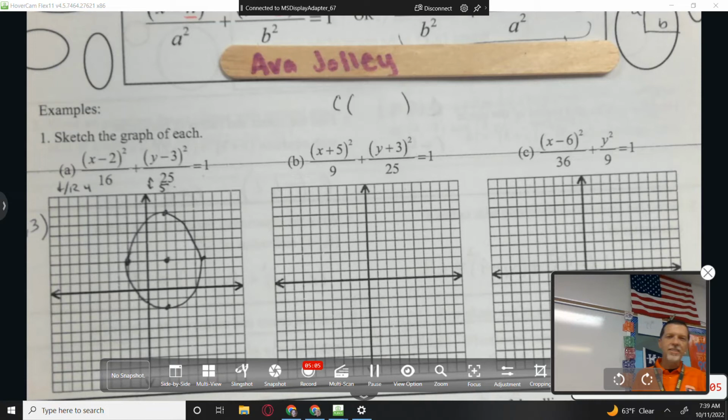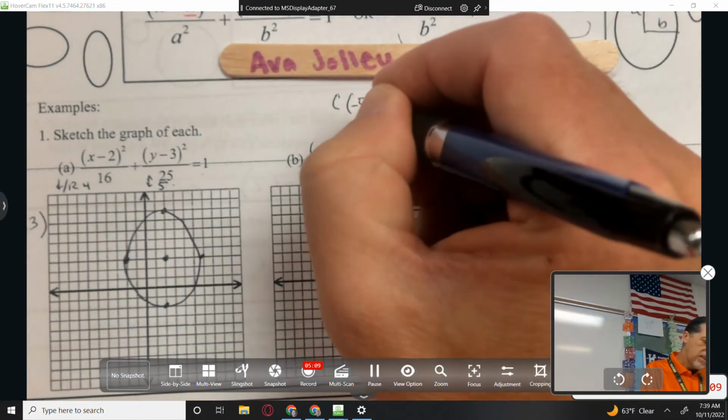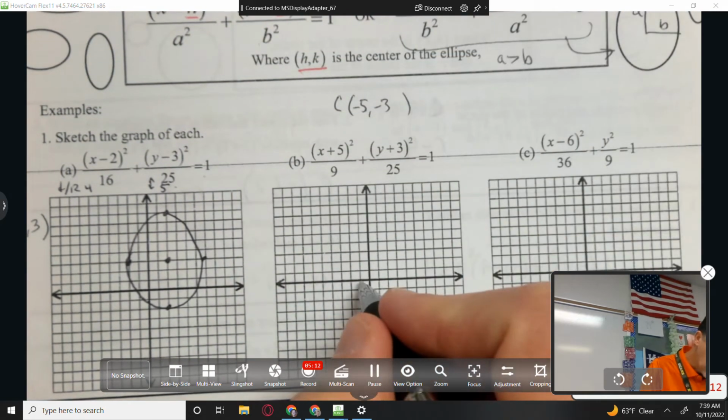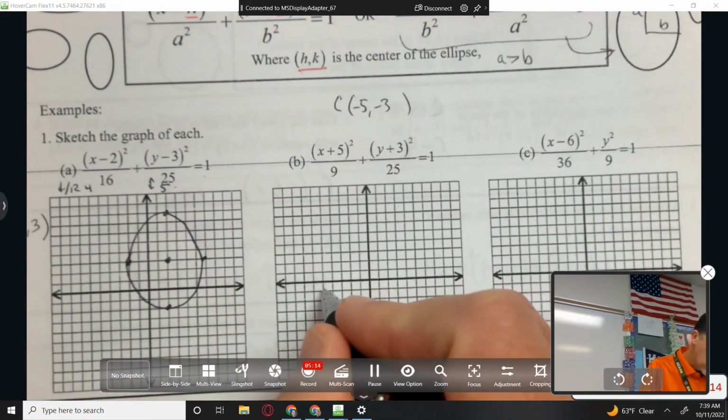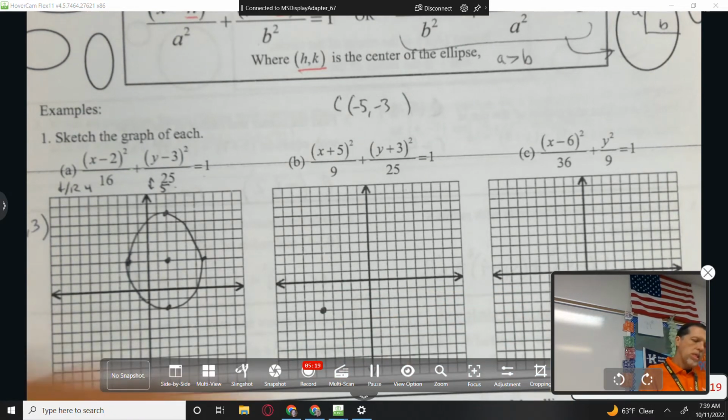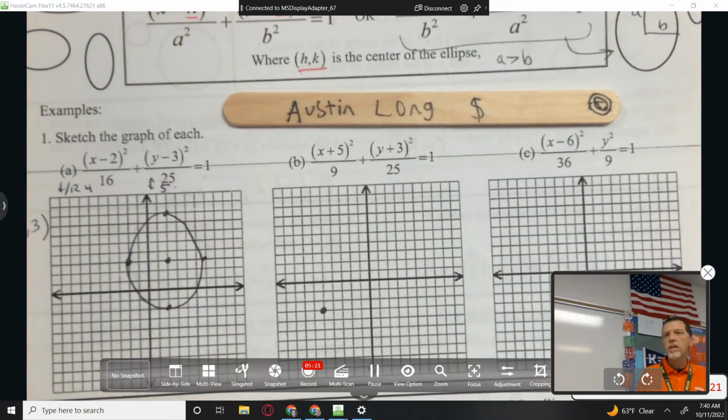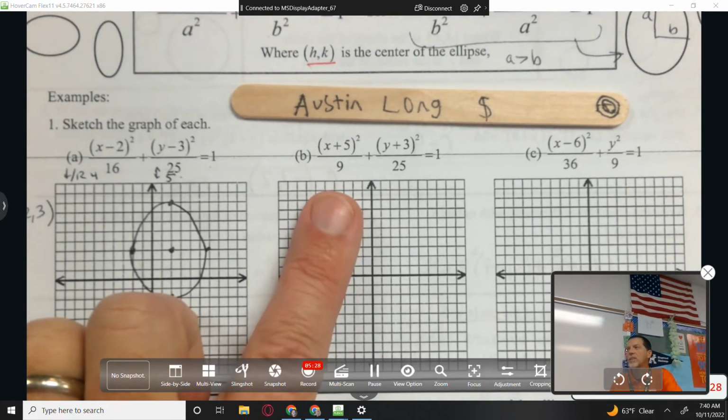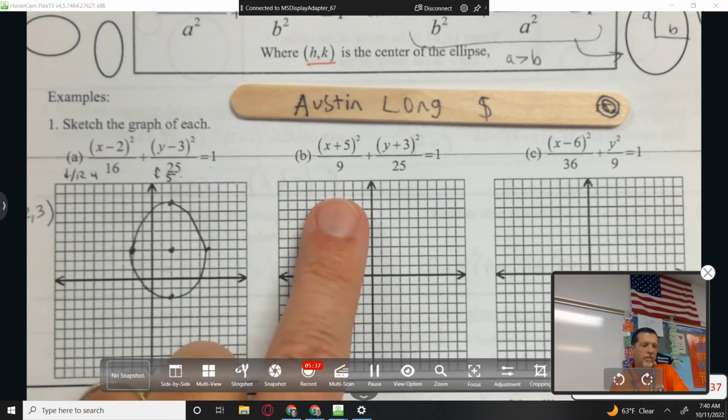Ava, what's the center for the second graph? -5, -3. -5, -3. Austin, what do we do with the 9? I'll ask it differently here. What do we do with that 9? Or what's that mean to us? Okay, I get 3, and then what do I do with the 3? Put it to the right and left. Good. We'll go left and right 3.